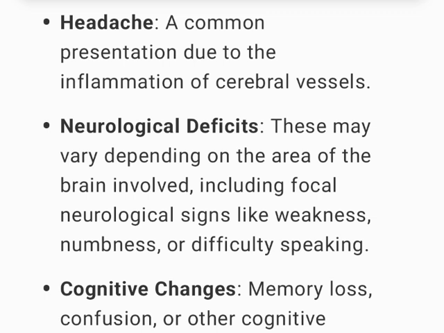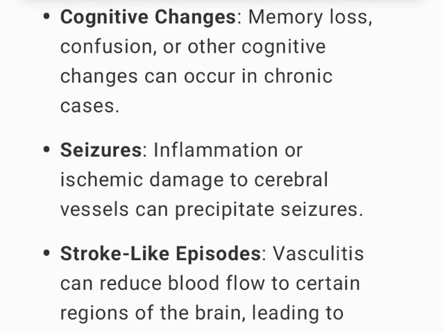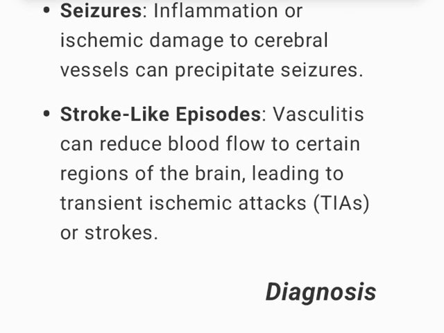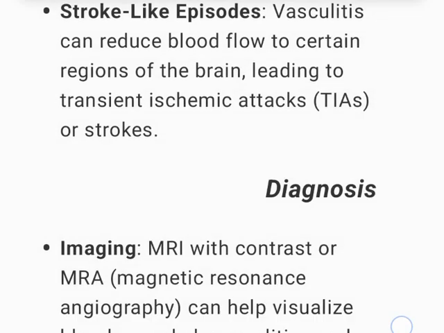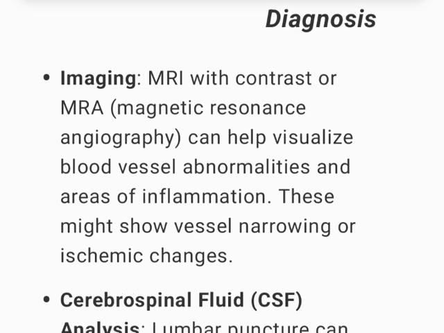These may vary depending on the area of the brain involved, including focal neurological signs like weakness, numbness, or difficulty speaking. Cognitive changes. Memory loss, confusion, or other cognitive changes can occur in chronic cases. Seizures. Inflammation or ischemic damage to cerebral vessels can precipitate seizures. Stroke-like episodes. Vasculitis can reduce blood flow to certain regions of the brain, leading to transient ischemic attacks, TIAs, or strokes.